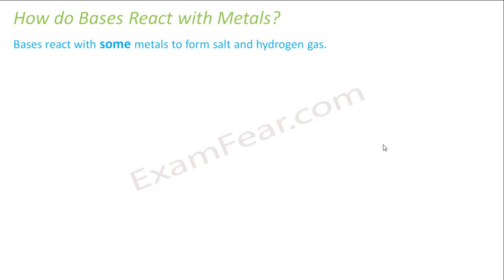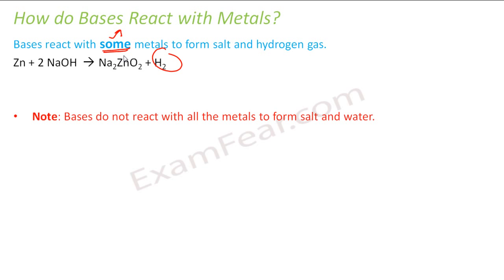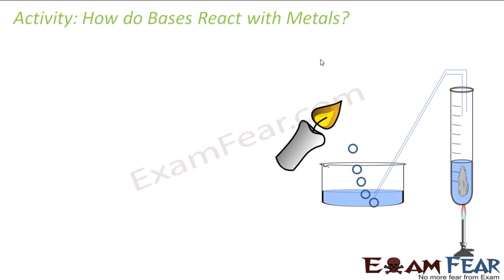Now we'll see how a base reacts with metal. So a base reacts with some metals. Please note, not all the metals. A base reacts with some metals to form salt and hydrogen gas. For example, zinc plus sodium hydroxide will give you Na2ZnO2 plus hydrogen. Please note, the base doesn't react with all metals, only with some metals. Again, to make the point clear, a base does not react with all metals to form salt and hydrogen. It reacts only with some metals.